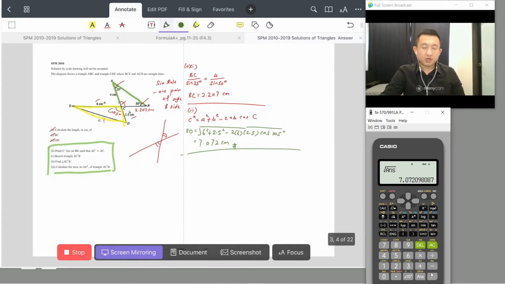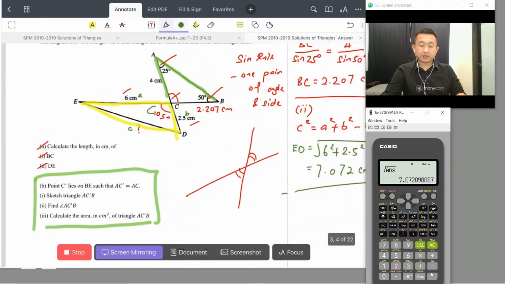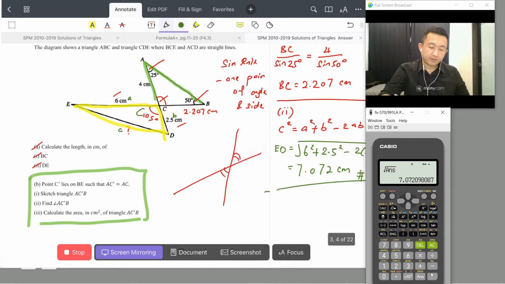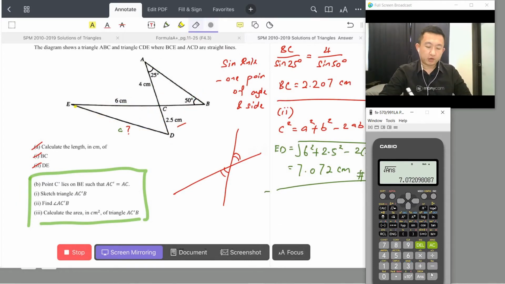Okay, so now we look at part B. Part B is about the ambiguous case. And how do we know? I'm going to show you the keyword here. But before that, let me take it off. Okay, we put it on later. You have a sentence structure like this. Point C prime. Now, do you see? Not C, but C prime.